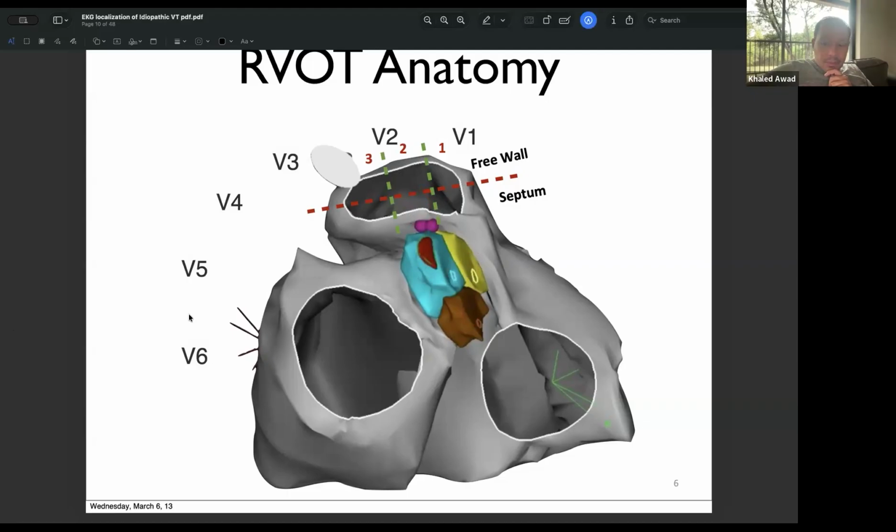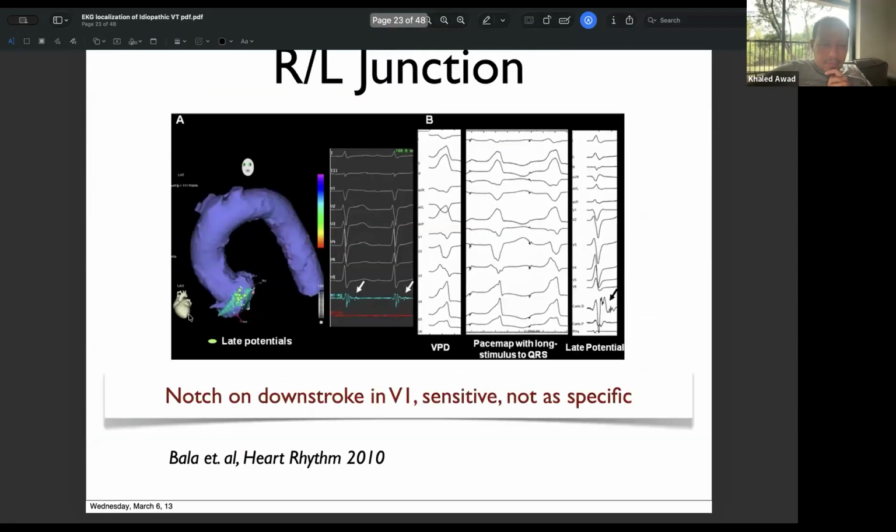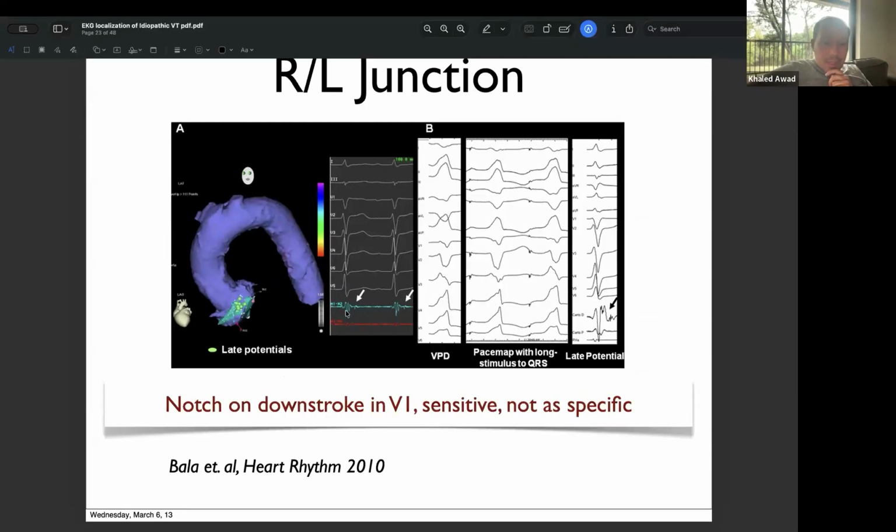Okay, let's get back to what we were doing. Now, sometimes in the junction between the right and left coronary cusps, they noted that you could have late potentials in sinus. So look at this successful ablation site. Rupa Bala, an attending I trained with, wrote this. Look at this late potential, which I just covered with the arrow right here. Just telling you to look at it. That late potential is there in sinus rhythm.